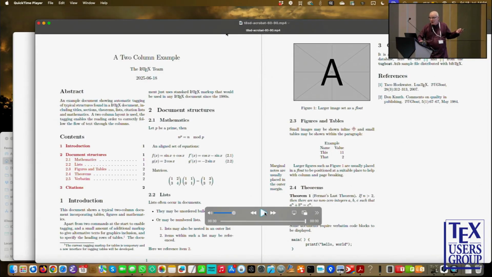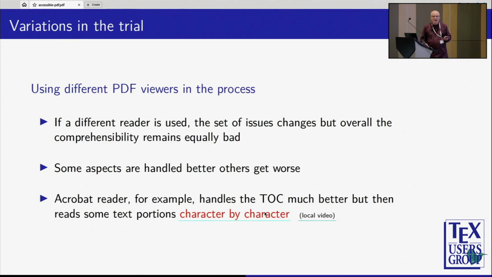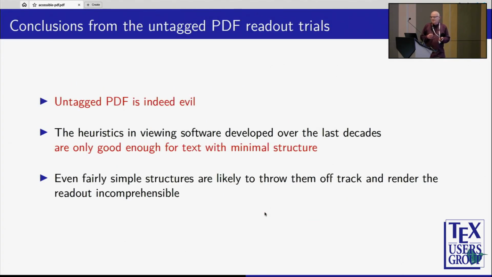Okay. You notice what happened? At some point, it suddenly started to read out character by character. I don't know why, but it has to do with the fact that there's a link in the paragraph, and somehow it got totally confused. I can't tell you why, but this is the kind of thing we have done for the last 30 years. So, conclusion, it's actually evil. And heuristics that are applied to an untagged PDF only work if the document has essentially no structure. Even a single footnote is breaking things apart.